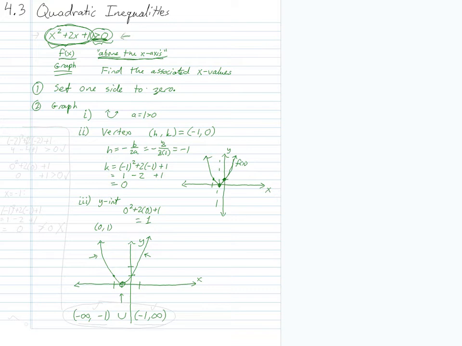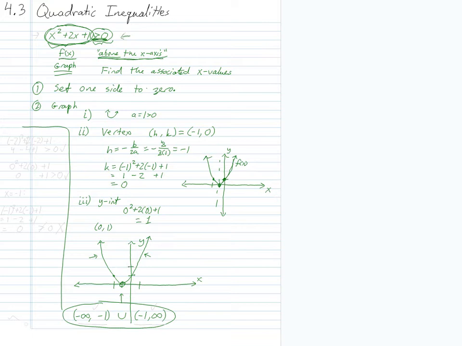From there, once we know which part of the graph we like, we'll identify the domain of that part. The domain of that part is what is going to cause our inequality to be satisfied. So our solution, in this case, is negative infinity to -1, and -1 to positive infinity, only excluding that one x value.